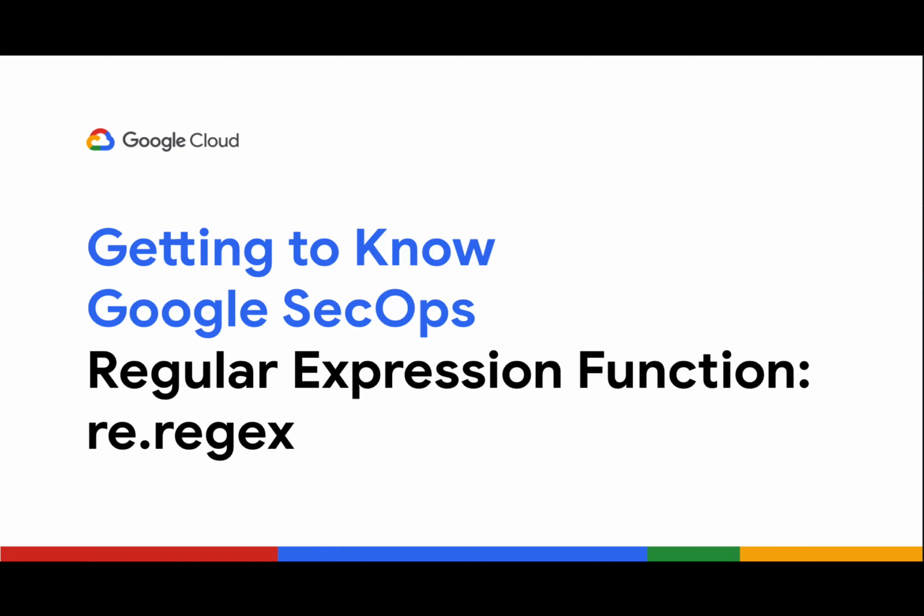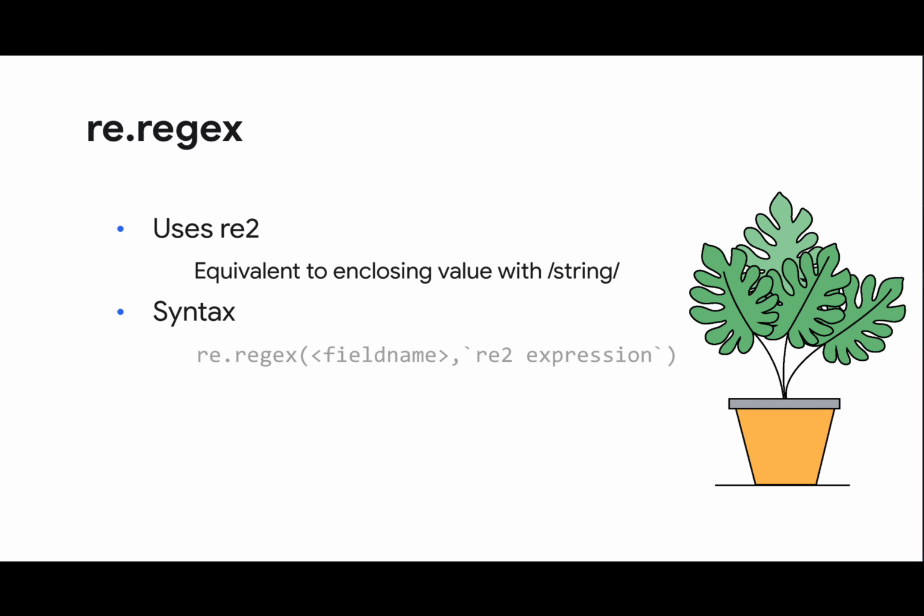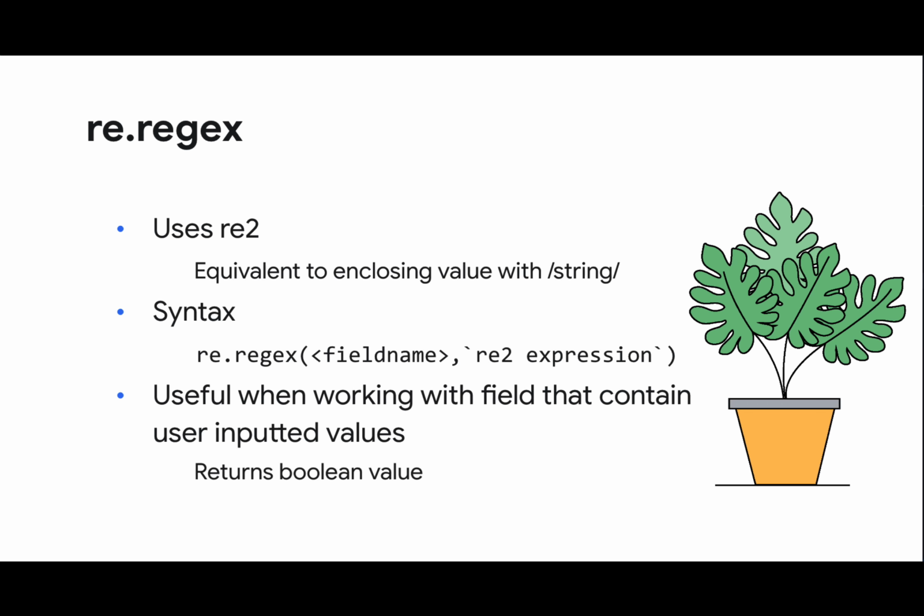I'm John Stoner, and today we are going to introduce a regular expression function to match portions of values within fields that can be applied to both rules in YARA-L as well as search. The function re.regex uses re2 and is equivalent to enclosing a string in forward slashes. In fact, we introduced this concept early in our video series, but now we are going to revisit its functional equivalent. The syntax for this function is re.regex followed by the field we are looking within and the re2 expression that we are matching on.